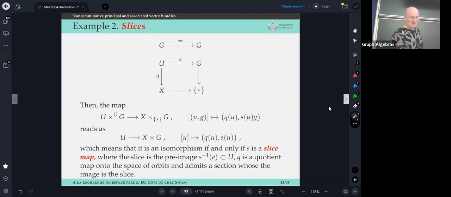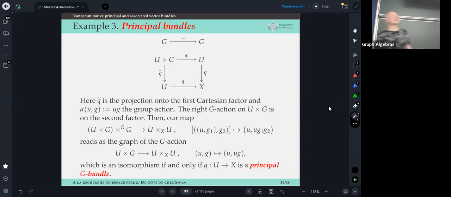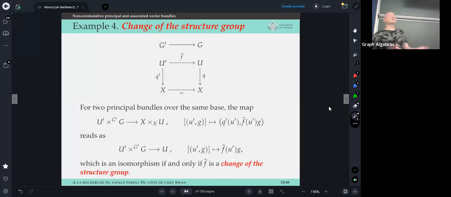Also, principal bundles can be described entirely in this language. You need another diagram, and then you obtain another canonical map. This canonical map is a graph of the action of the structural group, graph in a different sense, the graph of the action. This isomorphism is sometimes called the Galois condition, which is tantamount to the fact that it's a principal G-bundle. Everything is classical.